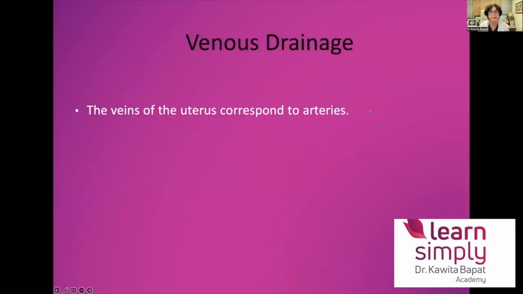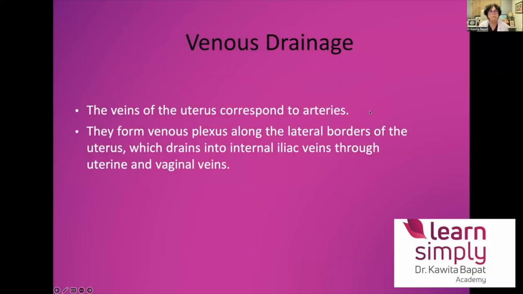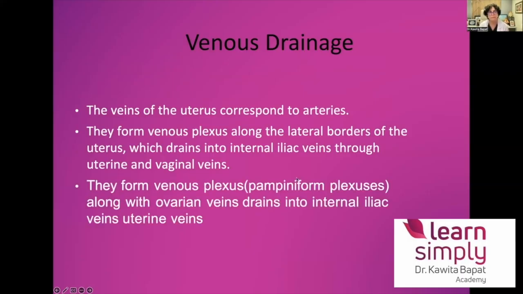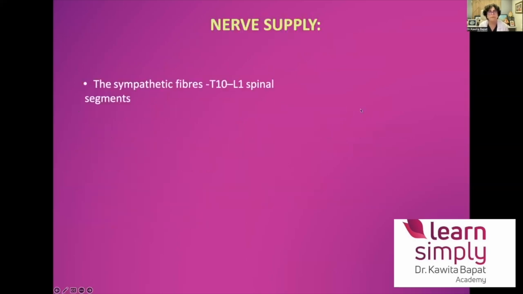Now, what is the venous drainage? The veins of the uterus correspond to the arteries. They form a venous plexus along the lateral borders of the uterus, which drains into the internal iliac, and through the uterine and vaginal veins they go. They form a venous plexus. This is called the pampiniform plexus, along with the ovarian veins, and it drains into the internal iliac with the uterine veins.